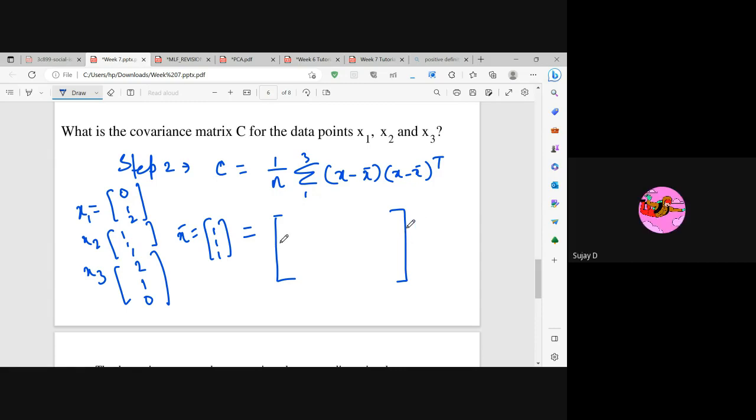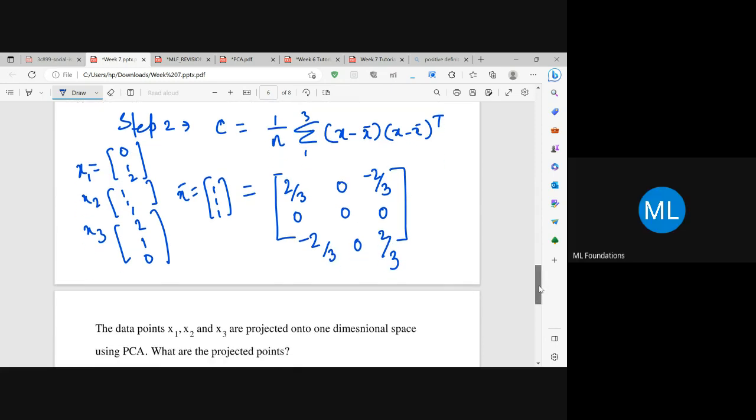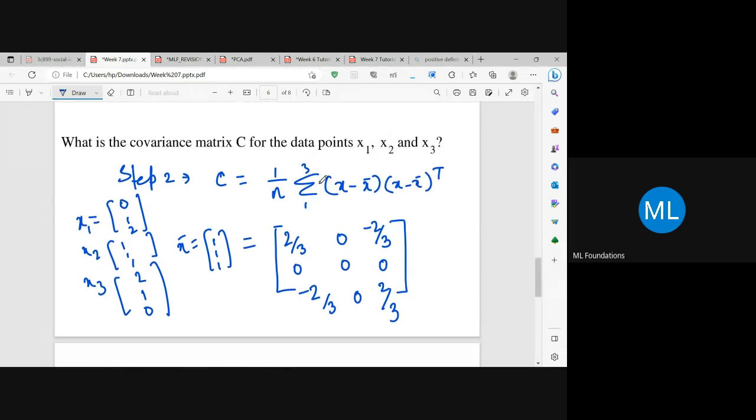So you are getting 2 by 3, 0, minus 2 by 3; 2 by 3, 0, minus 2 by 3; 2 by 3, 0, minus 2 by 3; 0, 0, 0; 0, 0, 0; minus 2 by 3, 0, 2 by 3; 2 by 3, 0, 2 by 3. Okay, and while calculating the covariance matrix, this is the value you will be getting. Everyone is getting the same value, right? If you are not getting it, just tell me here. Otherwise, if you make a mistake in the covariance matrix in the exam, that will be a blunder. Sir, can you please do it here yourself so that we make no mistakes?